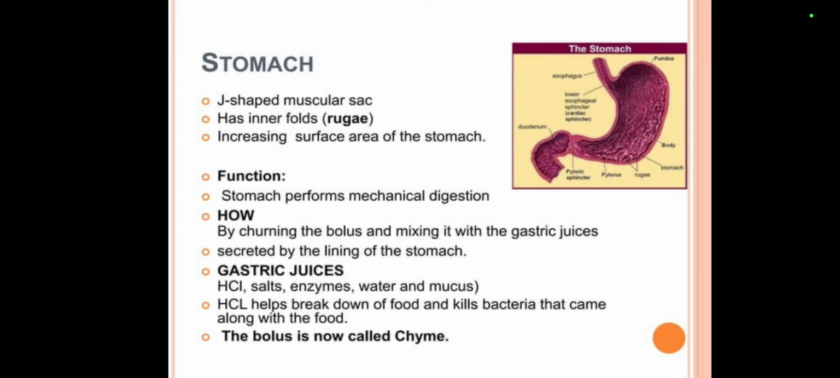Okay, so when we say chyme, it is an acidic fluid that passes through the stomach to the small intestine, and it usually consists of gastric juices and partly digested food. So now if the food enters the stomach, it is called chyme. Okay, because it is a pulpy acidic fluid. Okay, so that is pertaining to the organ stomach.